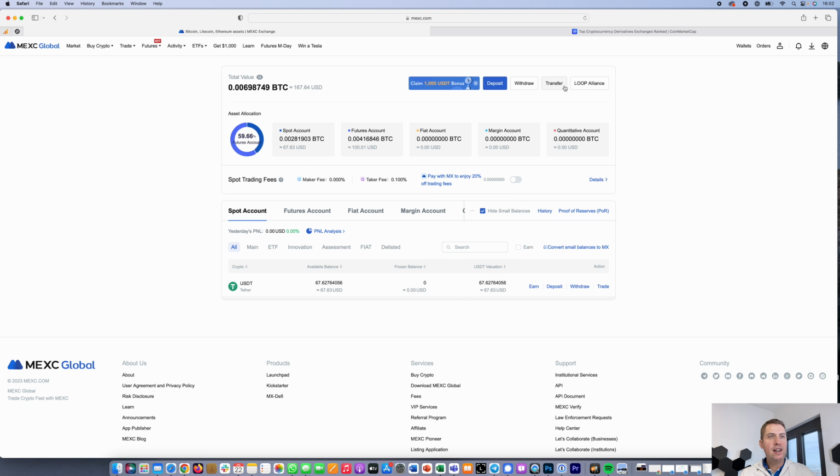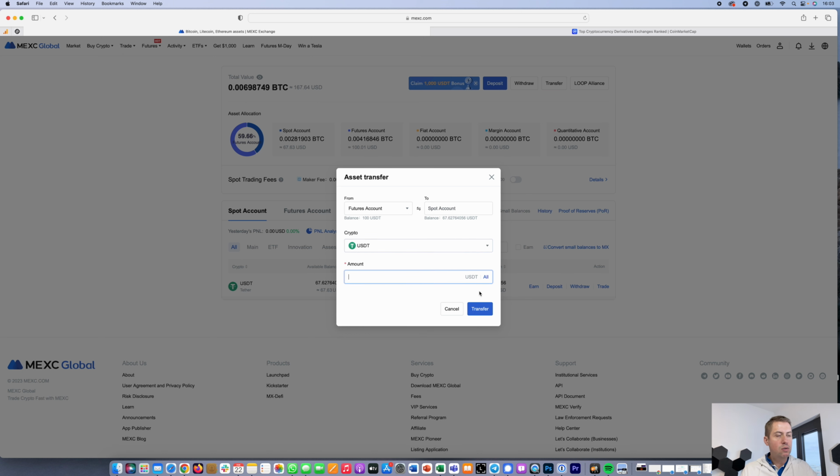However, you can always transfer the cryptocurrencies from one wallet into another. They don't charge you any fee for that, and it's instant, so you don't have to wait until the money arrives. You just select your wallet here and switch that, specify how much you want to transfer, and then you can transfer it from one wallet into another.